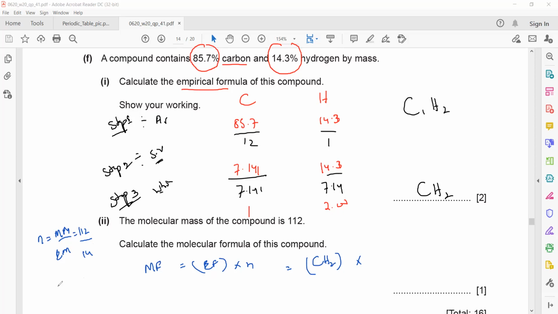So 112 divided by 14, what is the value of N? The value of N is 8. So it will be multiplied by 8. When the whole formula is multiplied by 8, what is the final answer? Carbon C1 becomes C8, and H2 multiplied by 8 gives H16. So C8H16 will be the molecular formula. Is this question clear?